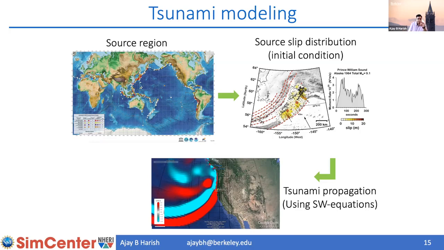Where is the earthquake happening? How much did it slip? And how much did the water move, or the column of water move, to say it in a more crude way? That gives us the initial condition for this wave propagation over long distances.